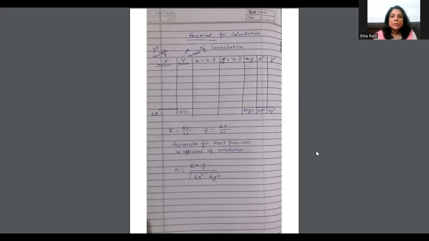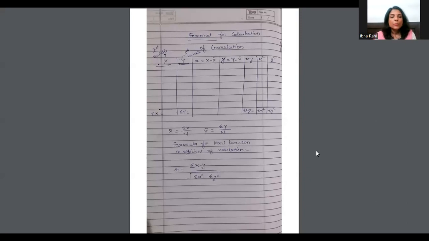In this video, I will be discussing correlation. First of all, correlation is a statistical technique through which we can calculate the relationship between two variables. For example, price and demand.